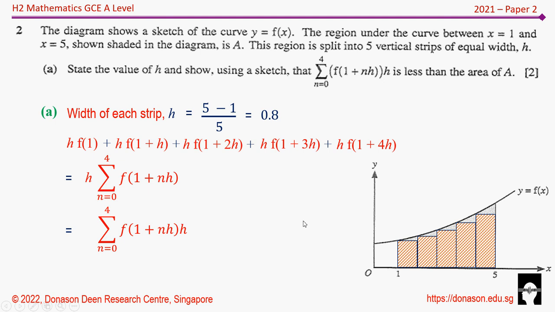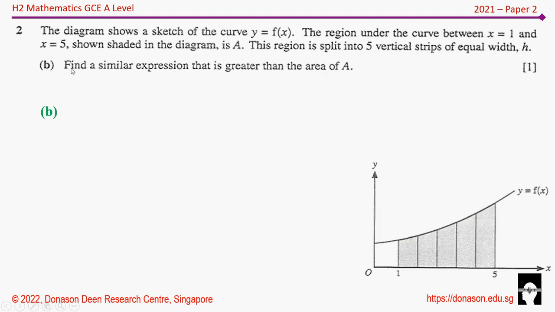And you are told to show that, okay, of course if I multiply in the h, I'm going to get f(1 + nh) times h, as is given here, which is basically the area of all these 5 rectangular strips. Is it less than the area A? That means the shaded area. Can you see here little parts that are left without being added by this area? So definitely the area of the 5 rectangular strips is less than the area of A. Okay, and we have shown it, and if you showed it this way, you would be getting 2 marks.